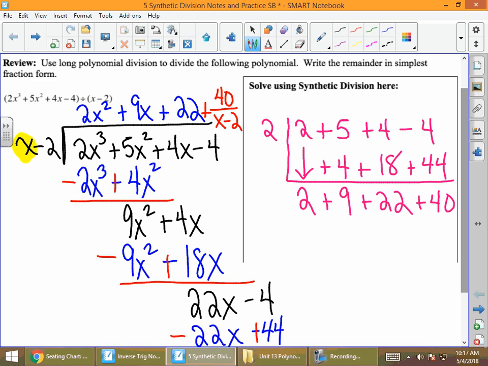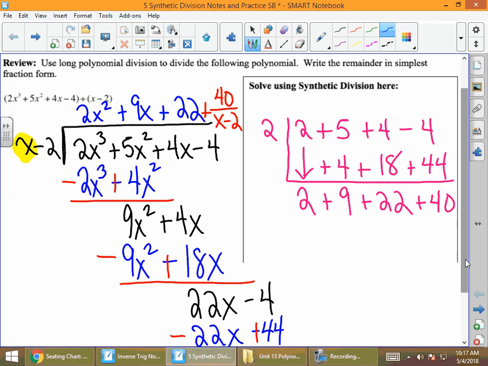Do you see what just happened there? 2, 9, 22, and 40 are the same numbers that we have over there in the long division, in the same order, in fact. So the final step for synthetic division is that we need to put the variable back into the problem.